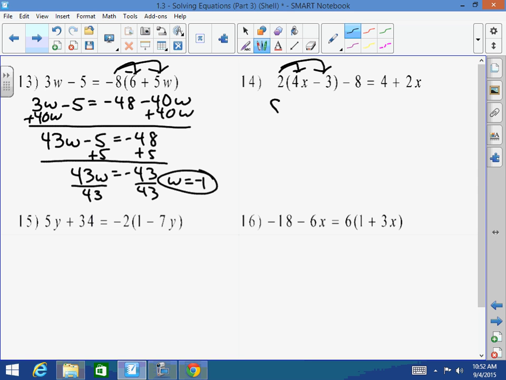Very good. You distribute the 2. So 8x minus 6. Come on. Minus 8 equals 4 plus 2x. Now what, my man? Combine like terms. Excellent. And these guys are the like terms. So I've got 8x minus 14 equals 4 plus 2x.